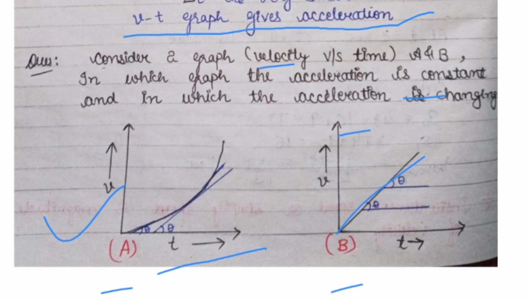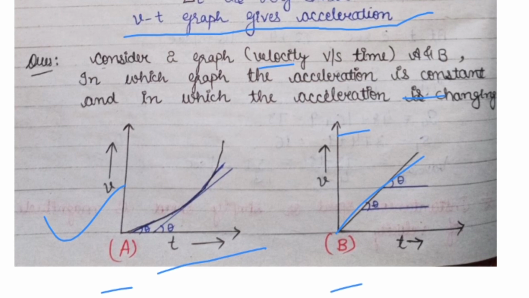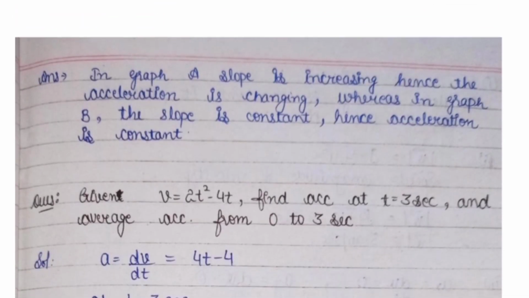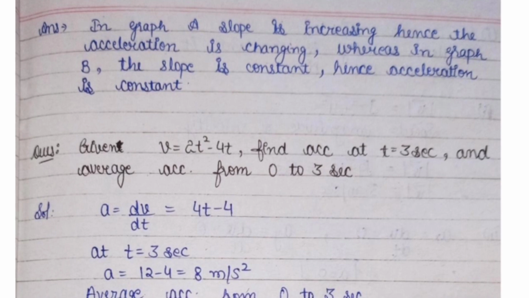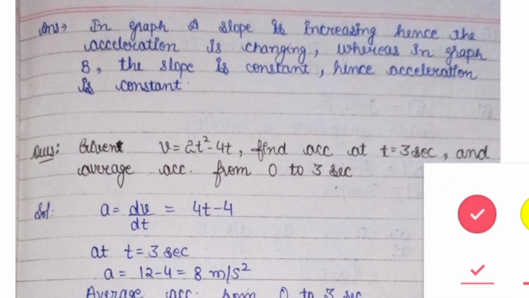If you do not have knowledge about the slope, I have made a video. Please refer to the video if you want to know about slope. Okay, so here is the answer. In graph A, slope is increasing, hence the acceleration is changing. Whereas in graph B, slope is constant, hence the acceleration is constant. Okay, now let's move toward the question.